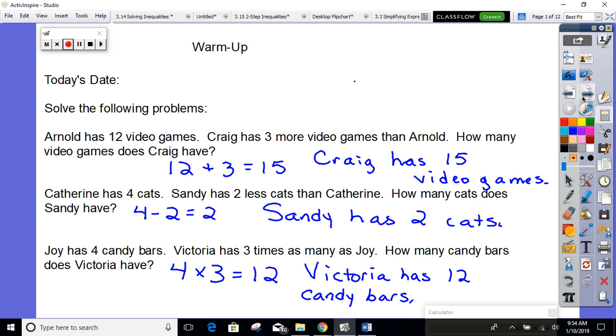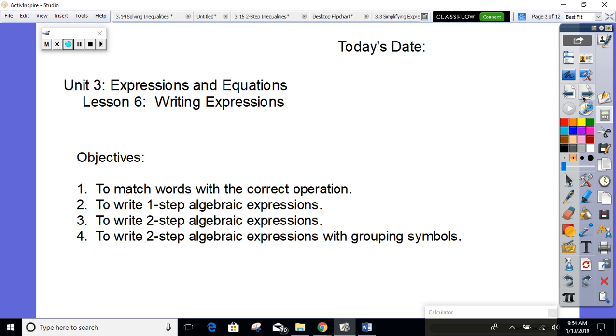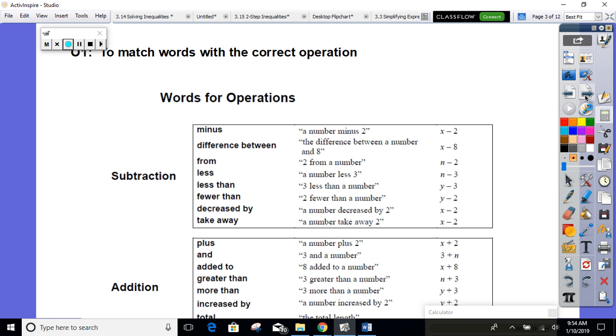Okay, so we have begun the recording. So today, if you want to write the date, today is January 10th. We are going to be looking at a list of words that go with certain operations and matching words with the correct operation. We will be writing one-step algebraic expressions and two-step algebraic expressions. We probably are not going to cover number 4, which is writing two-step algebraic expressions with grouping symbols. This gets a little complicated. We're going to stick to the basic ones for today.